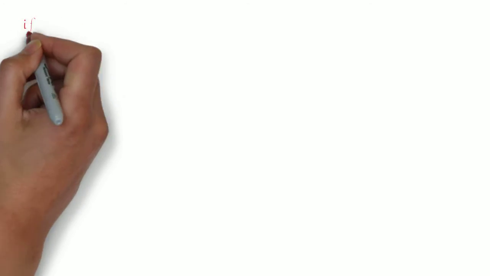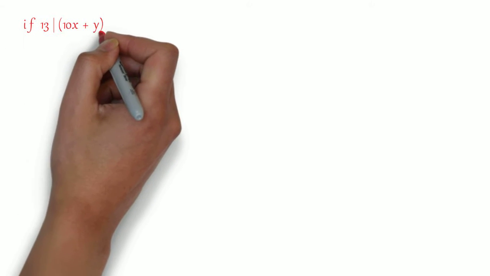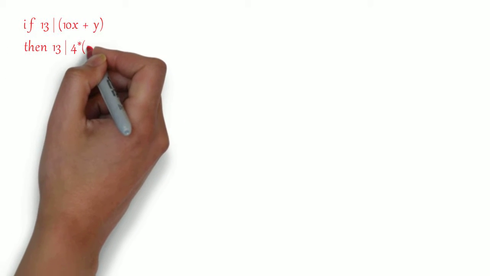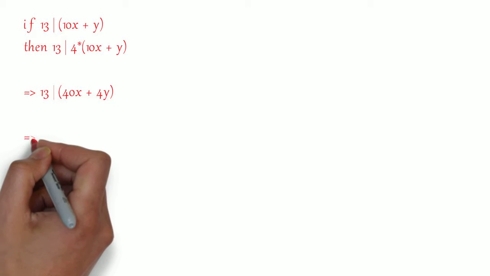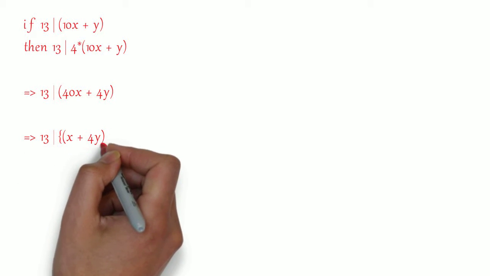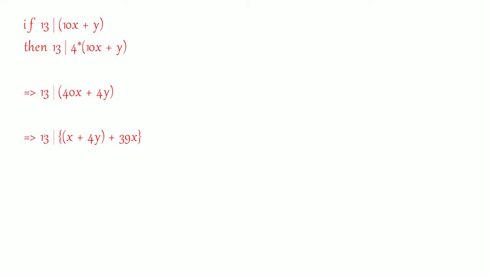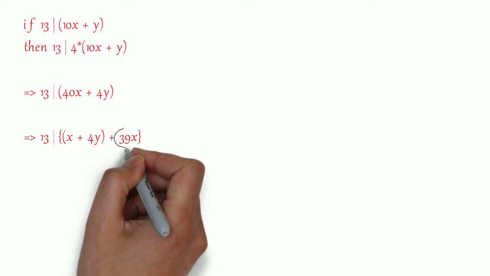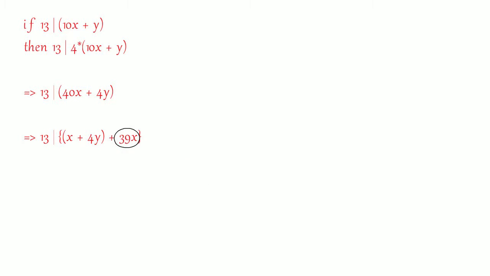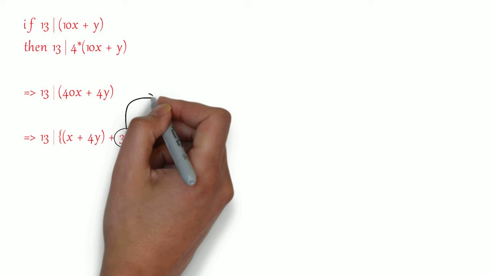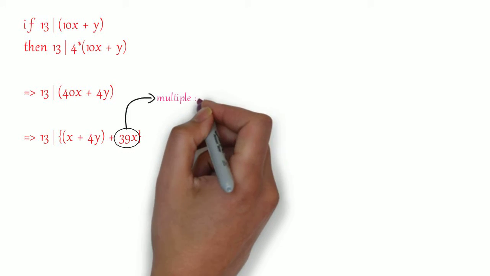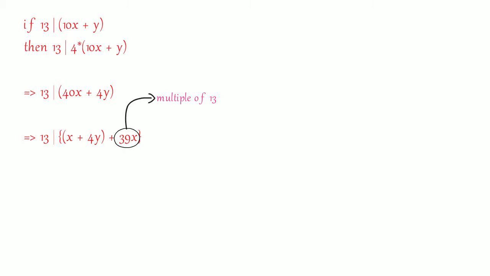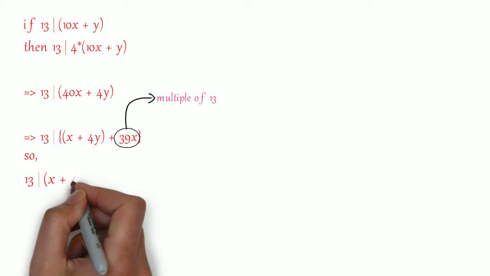Now let's get back to the divisibility rule of 13. Suppose 13 divides 10x plus y. Then 13 must divide all the multiples of 10x plus y. And why not 4 into 10x plus y? As 13 divides 40x plus 4y, and as 40x already has a multiple of 13 in it, that is 39x, even if we remove 39x, this number should still be divisible by 13. So 13 also divides x plus 4y.